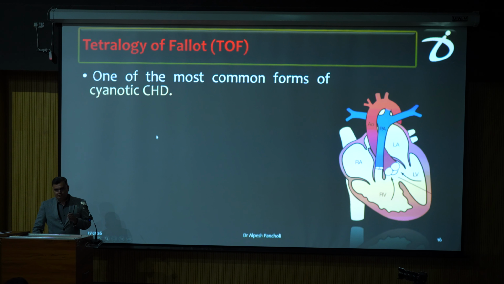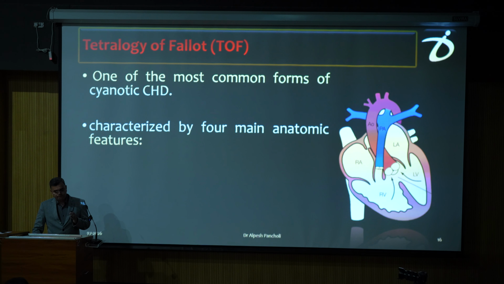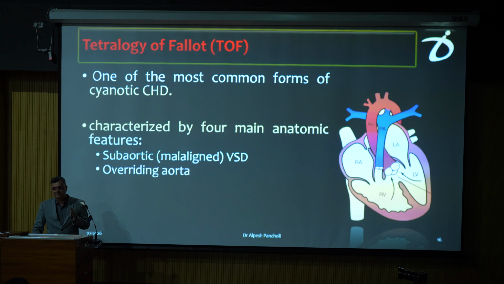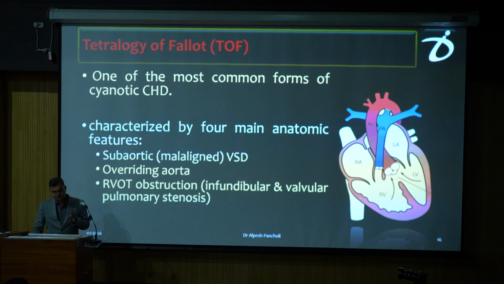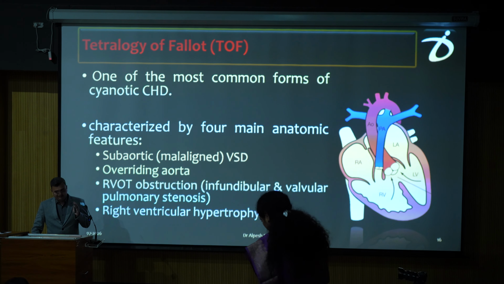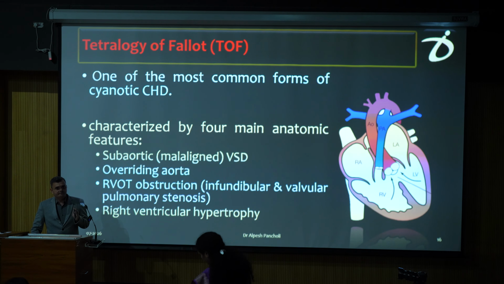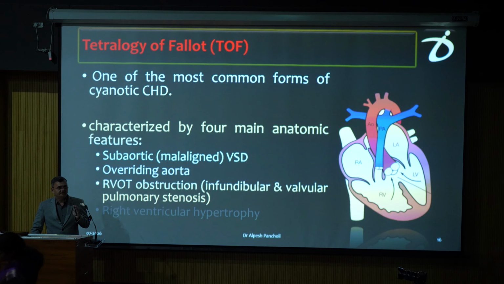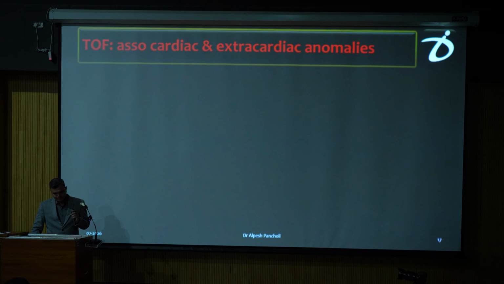It is one of the most common forms of cyanotic congenital heart disease. It is characterized by four main anatomic features. First is membranous VSD, second is overriding of aorta, third is RVOT obstruction. Most commonly it is infundibular obstruction, and sometimes it can be valvular also, which will lead to pulmonary stenosis. And the fourth feature is right ventricular hypertrophy, which is not a prenatal feature, it is a postnatal feature.